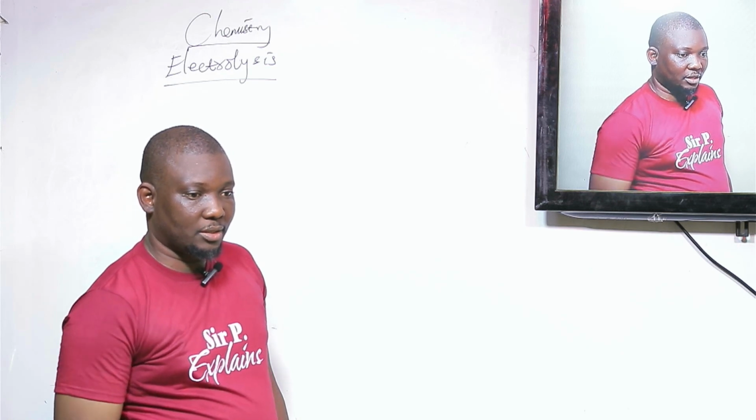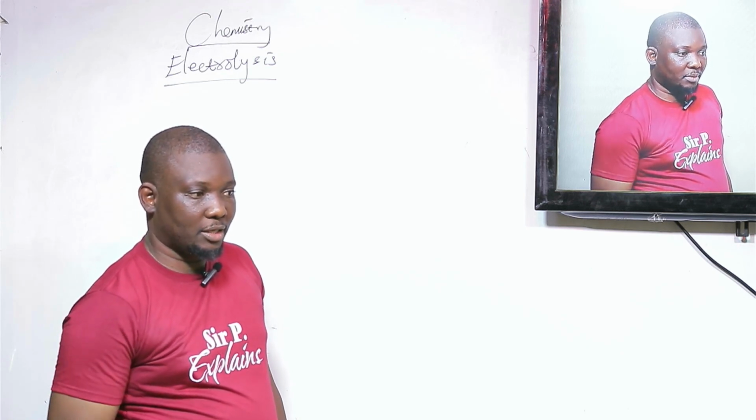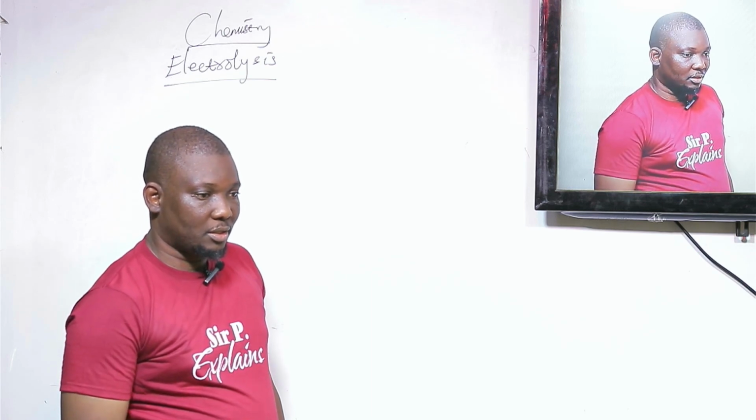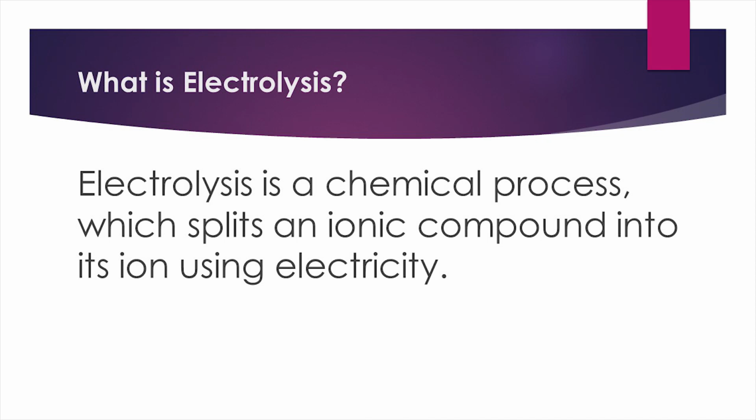So if you are asked to define electrolysis, bear in mind that electrolysis is a chemical process which involves the breakdown of an ionic compound, it must be an ionic compound, by passing what? Electricity. Electrolysis is a chemical process which splits an ionic compound into its ions using what? Electricity. You must use electricity so that the reaction can proceed. That's why I say that it is a non-spontaneous reaction, basically. This is electrolysis, nothing more.